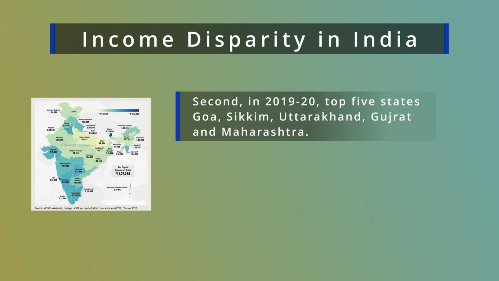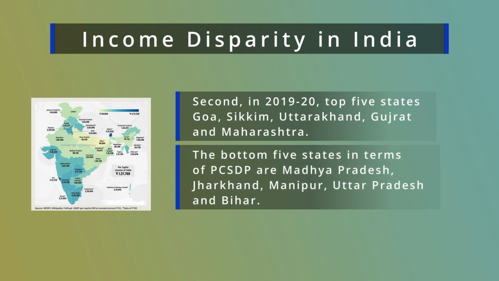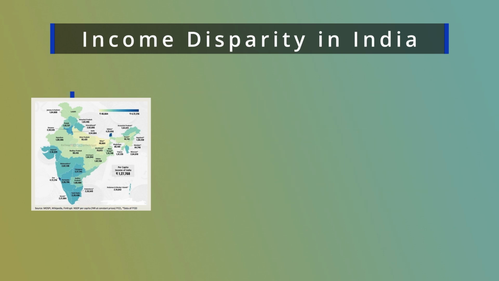Side by side, it is also true that not only Goa, the per capita income of Sikkim, Uttarakhand, Gujarat and Maharashtra are also relatively high, whereas the per capita income of Madhya Pradesh, Jharkhand, Manipur, Uttar Pradesh and Bihar are relatively low, and they are the bottom 5 states.